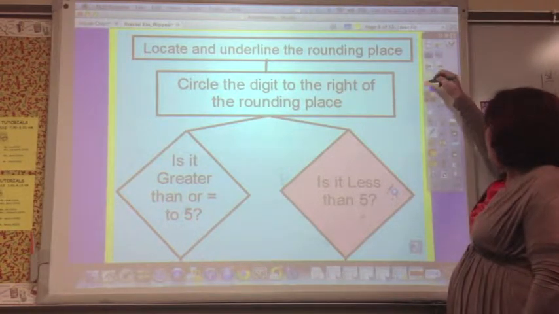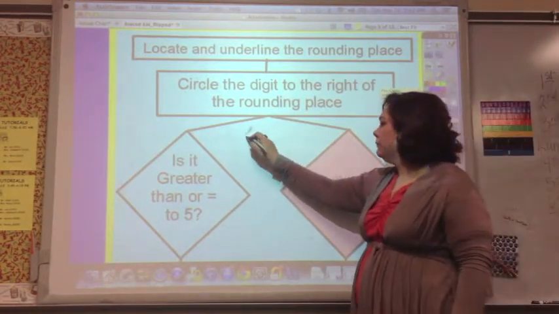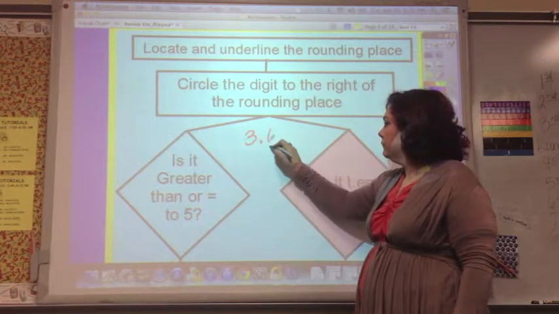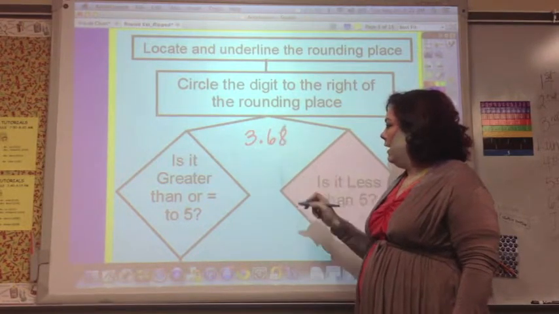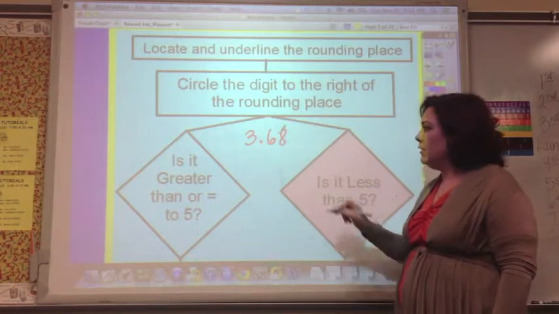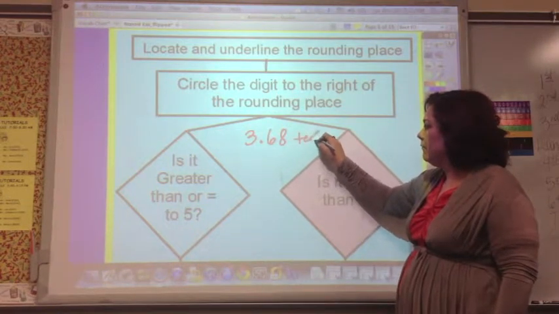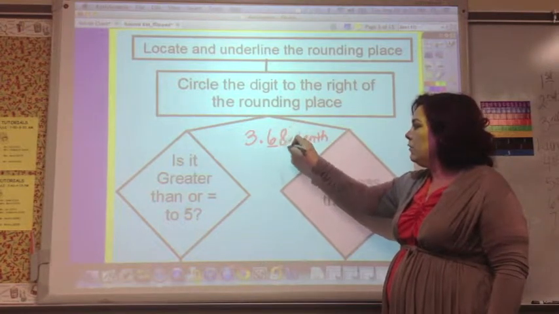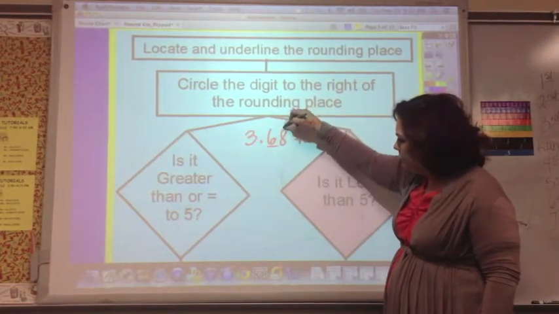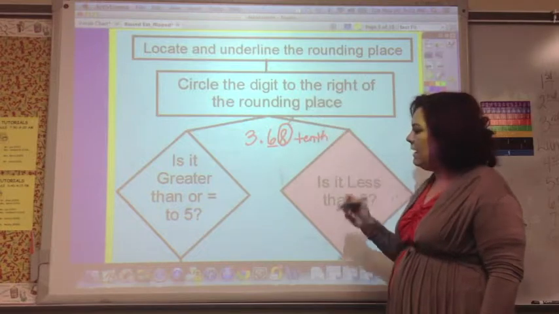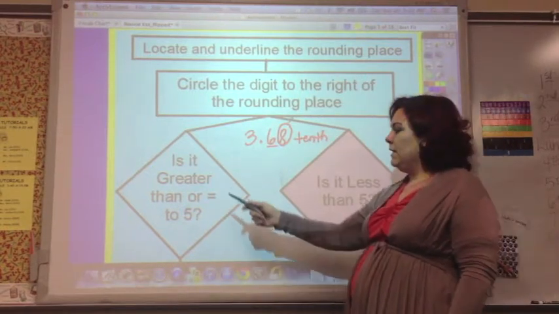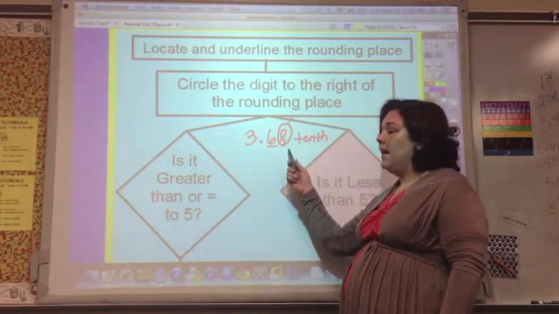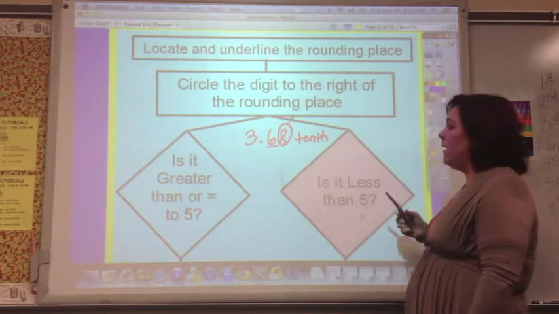So an example of this, and we said round to the nearest tenth. So we would underline the tenth and circle the 8. And then we say, is it greater than or equal to 5? So 8 is greater than or equal to 5.